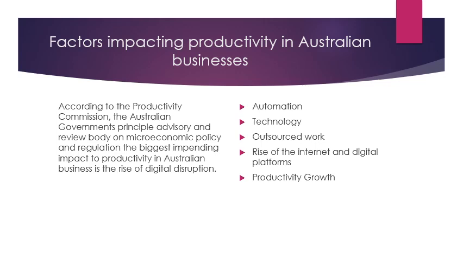What are the factors impacting productivity in Australian businesses? There are a number of factors within the Australian business landscape that impact productivity within organisations. These include the rise of automation and the current advancements in technology, including their impact on the internet and digital platforms, the focus on productivity growth that directly relates to the rise in automation and technology, outsourcing of work to other countries in order to lower costs such as those associated with manufacturing and supply chains.